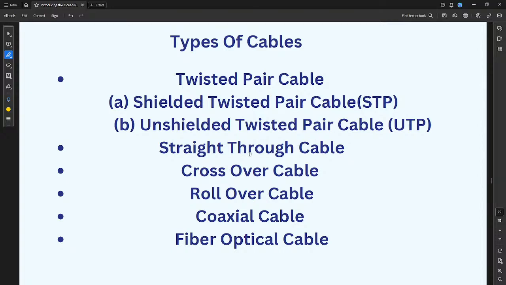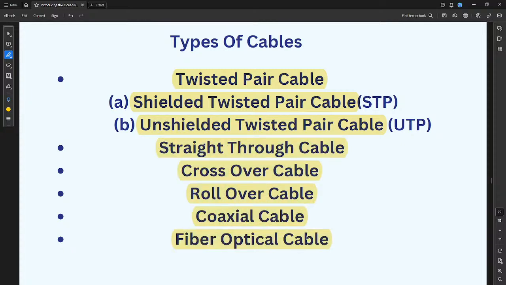So these are different types of cables that we have. We have the twisted pair cable, the shielded twisted pair cable, the unshielded twisted pair cable, the straight through, the crossover, the rollover, the coaxial, and the fiber optic cable.